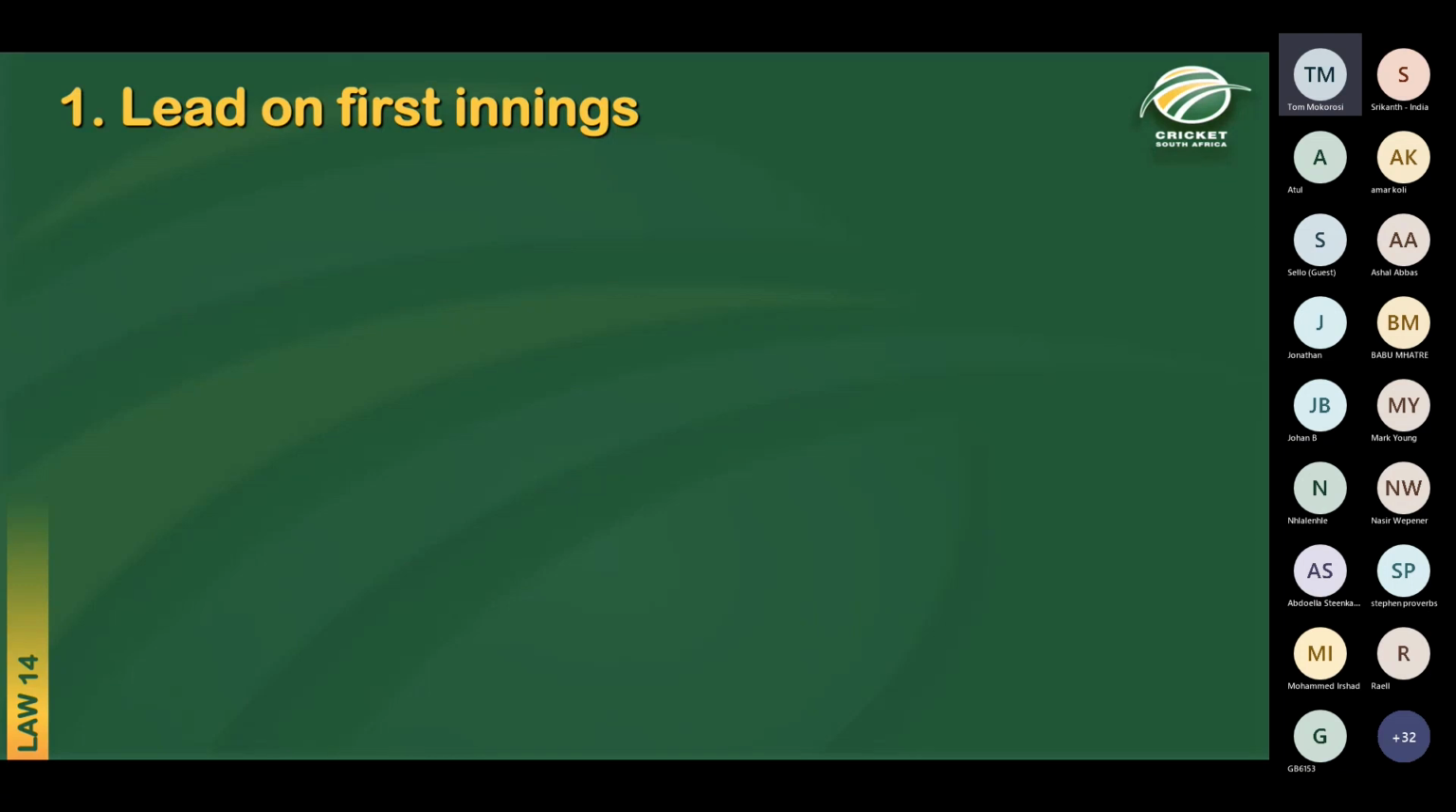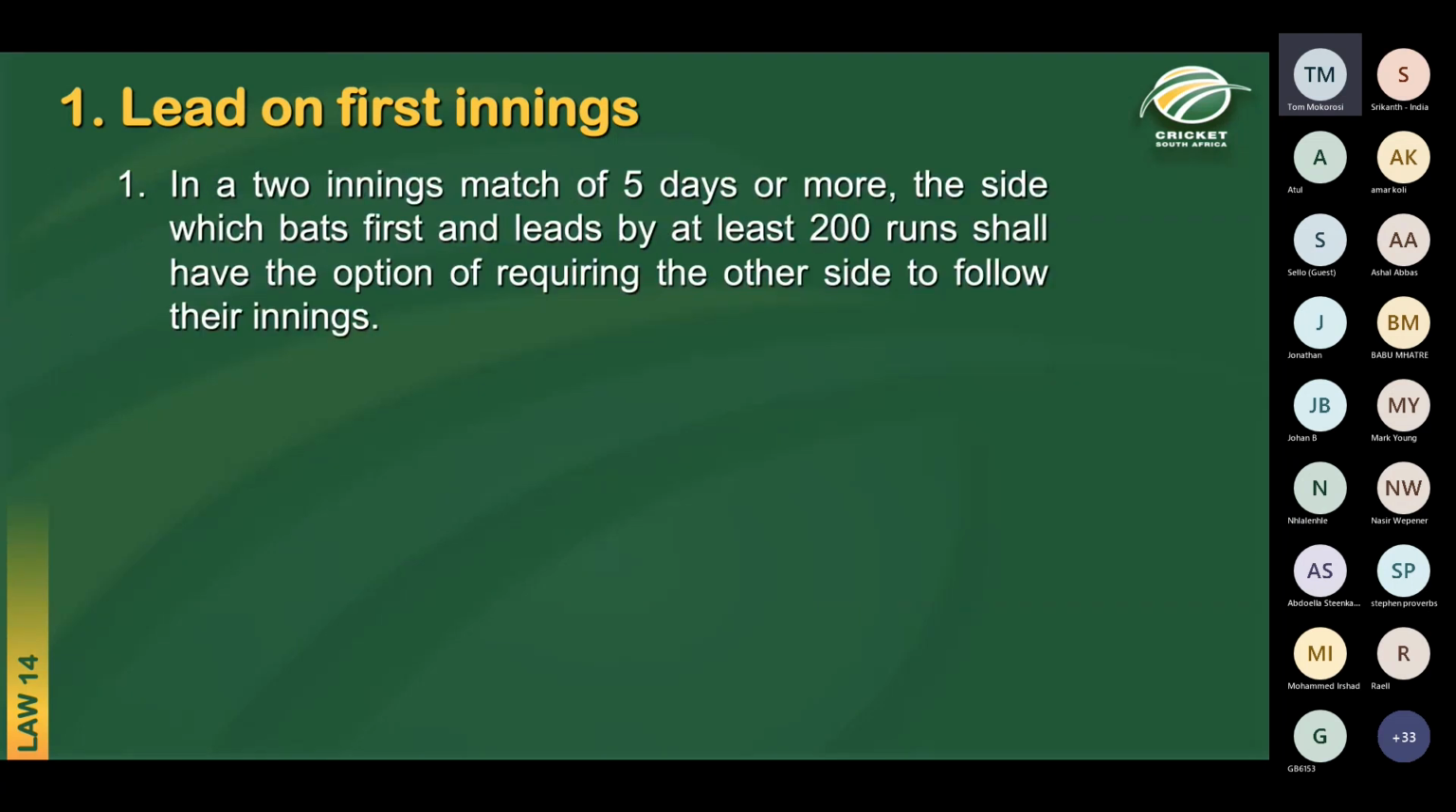So what is the required lead on the first innings for Team A to be able to request Team B to follow on and bat again? Let's see what the law says. In a 2 innings match of 5 days or more, the side which bats first and leads by at least 200 runs shall have the option of requiring the other side to follow their innings. So, in a 5-day test match, you need to lead as Team A after the first innings of both sides are completed by at least 200 runs.